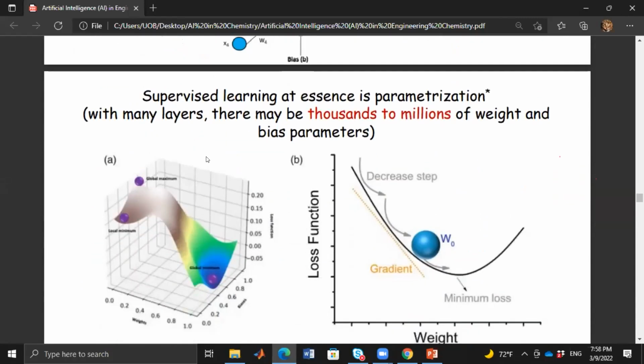One of the things that I always like to say, like I explained to you a bit earlier about supervised learning, is that learning in a sense is in fact parameterization. People who are dealing with statistics and mathematics know that when we say we want to estimate parameters, okay? So learning is in fact just a parameterization.